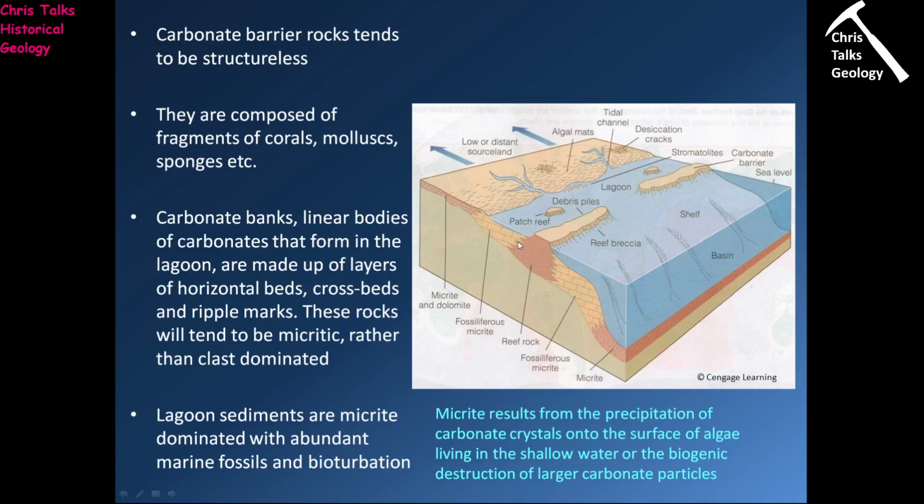So in terms of the lagoon sediments themselves, they will be micrite dominated, so lots of lime mud, but they will of course be absolutely full of fossils as well. So your carbonate barriers are most likely to be a featureless mass of coral fossils with bits of mollusk and sponge fossil mixed in there as well. And behind it you're going to get a fine-grained carbonate sediment which is going to be full of fossils. Your carbonate sediment may show crossbeds, may show ripple marks, and as we touched on the previous slide, could even show mud cracks in some extreme cases.